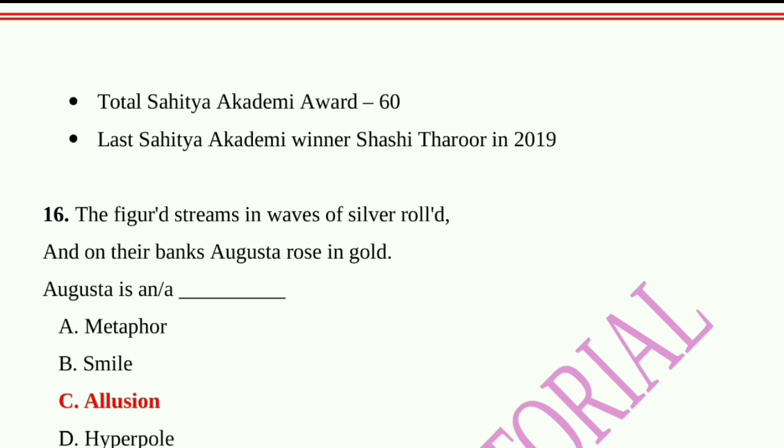Question number 16. The figured streams in waves of silver rolled, and on their banks Augusta rose in gold. Augusta is an option A, metaphor, option B, simile, option C, allusion, and option D, hyperbole. Here, answer is allusion, that is option C.